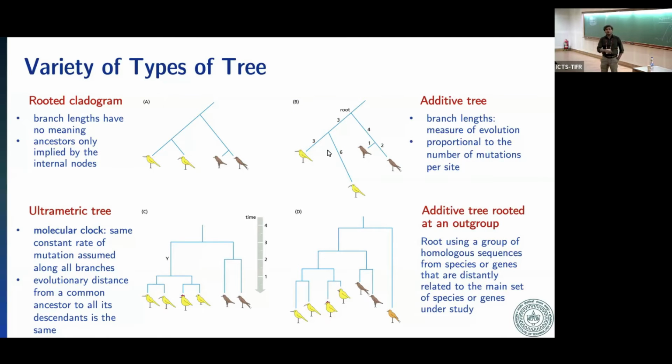Again, when we talk about, let's say, reconstruction, then you will see some of this. Okay, and this is just an example of how you root a particular tree, that you have really added this orange bird, which is very distantly related, so it is not related to any of these other birds, and that is how basically this is an outgroup through which you have rooted this additive tree. Okay.